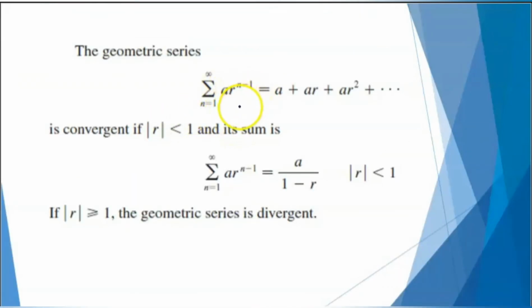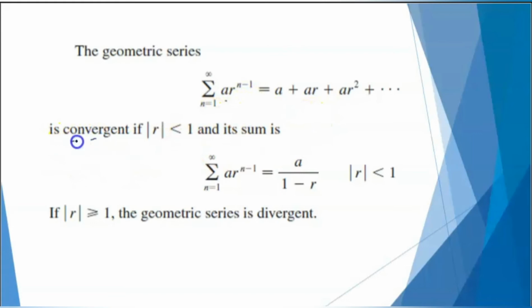As defined, the geometric series is the summation of a times r raised to n minus 1, where n ranges from 1 to infinity. So this summation is equal to a plus a times r plus a r squared plus, of course, the next term would be a r cubed, and that will go up to infinity.